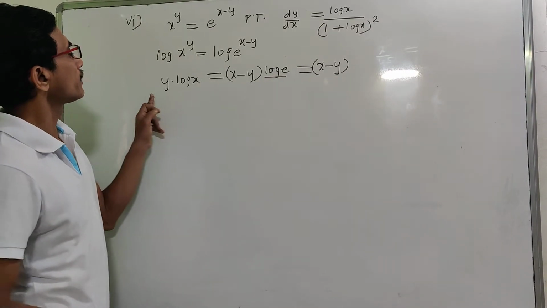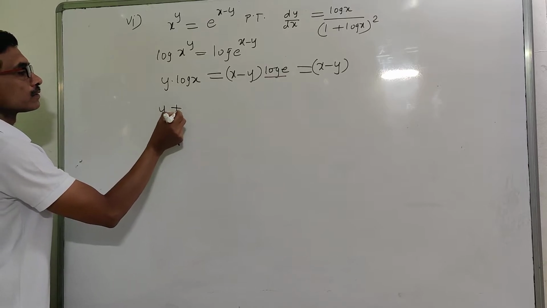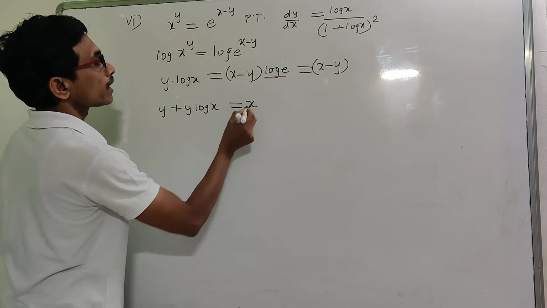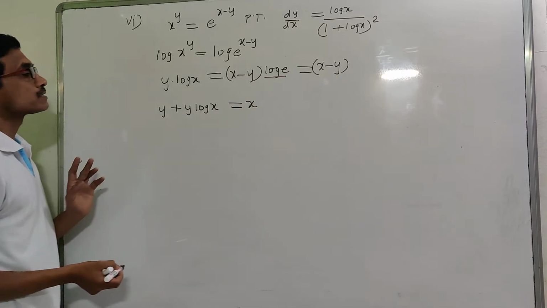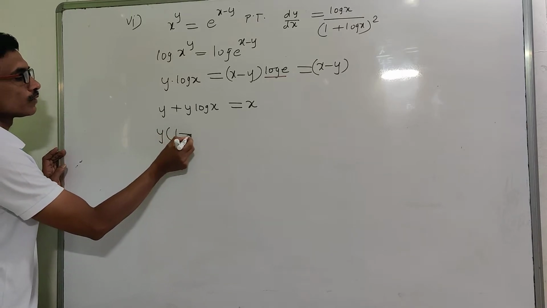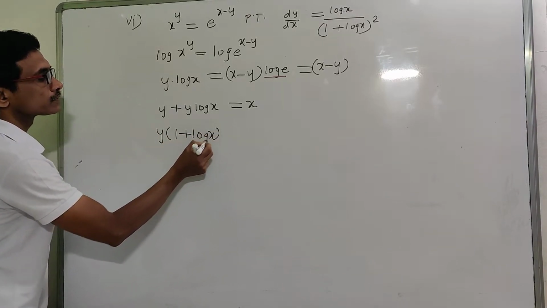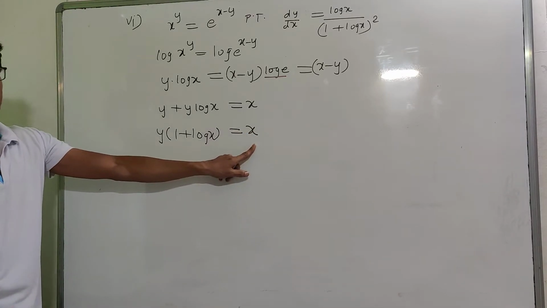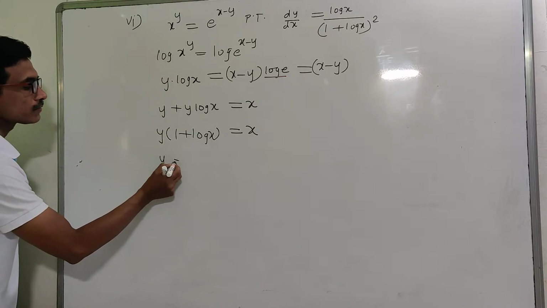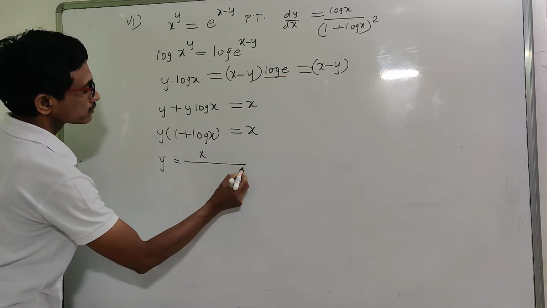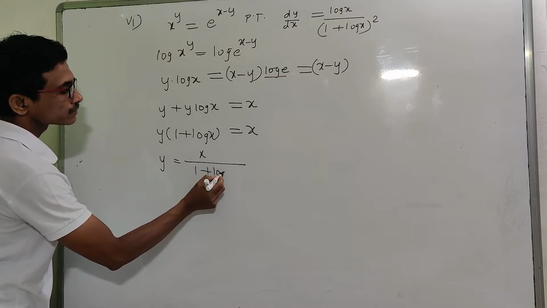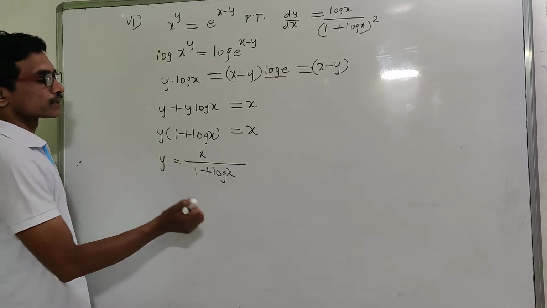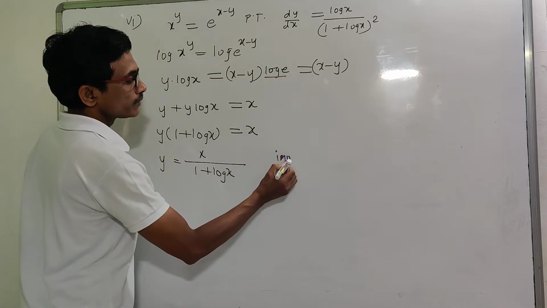Take this y to the left hand side: y plus y log x is equal to x. What is left after taking y to the left hand side? x is left. Take y common: y(1 plus log x) is equal to x, so that we can find y as a function of x like this: y is equal to x upon 1 plus log x. You will observe that the right hand side is only a function of x, which is an implicit function. This is what an implicit function is.